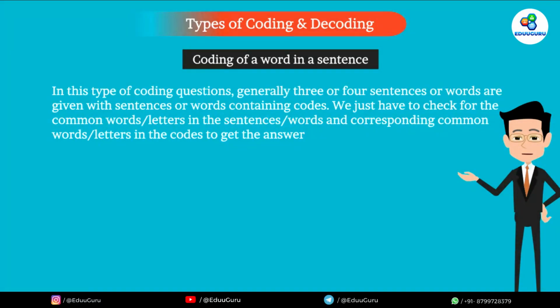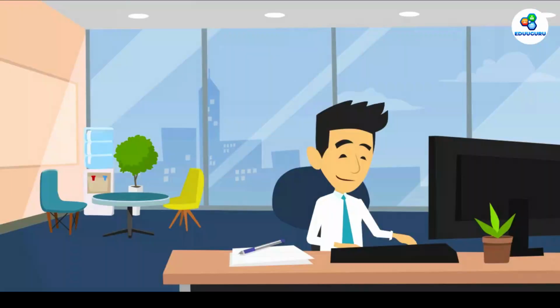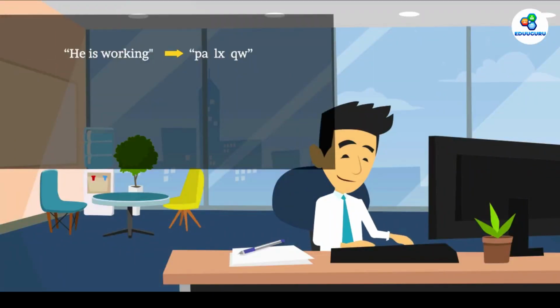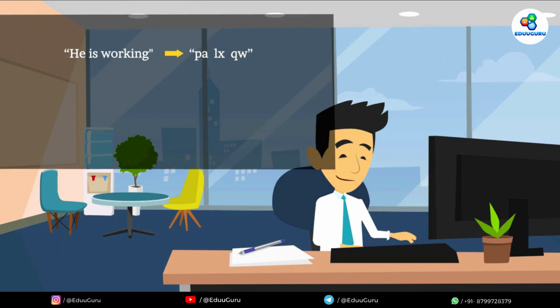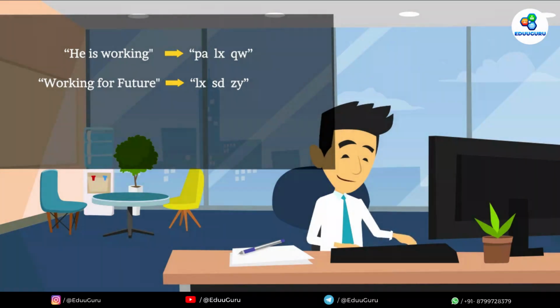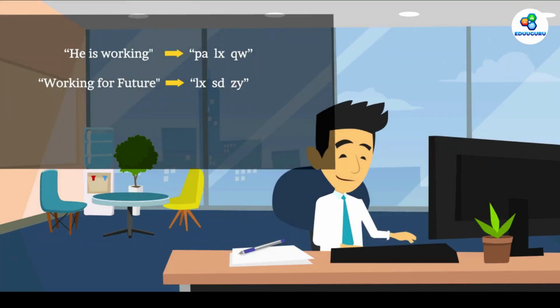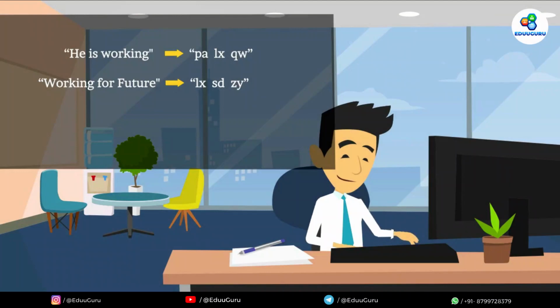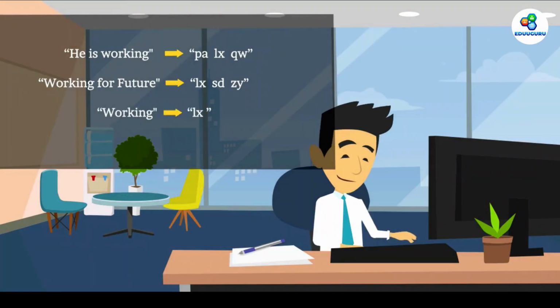For example, he is working is coded as PA, LX, QW. Working for future is coded as LX, SD, ZY. From this, we can analyze that the only common word is working and the only common code is LX, which means that LX is the code for the word working. In such cases, the codes are not seen at the corresponding positions but for the common words.